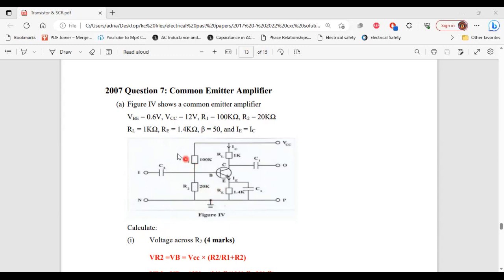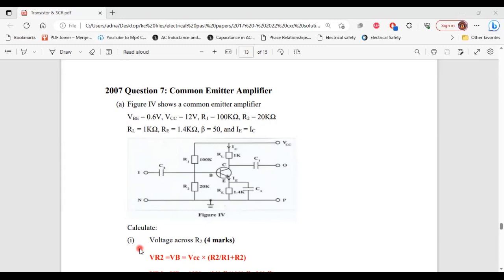So we were given the following: VBE is equal to 0.6 volt, VCC is equal to 12 volt, R1 is equal to 100 kilo ohm, R2 equal to 20 kilo ohm, RL is equal to 1 kilo ohm, RE is equal to 1.4 kilo ohm, and beta is equal to 50, and IE is equal to IC.